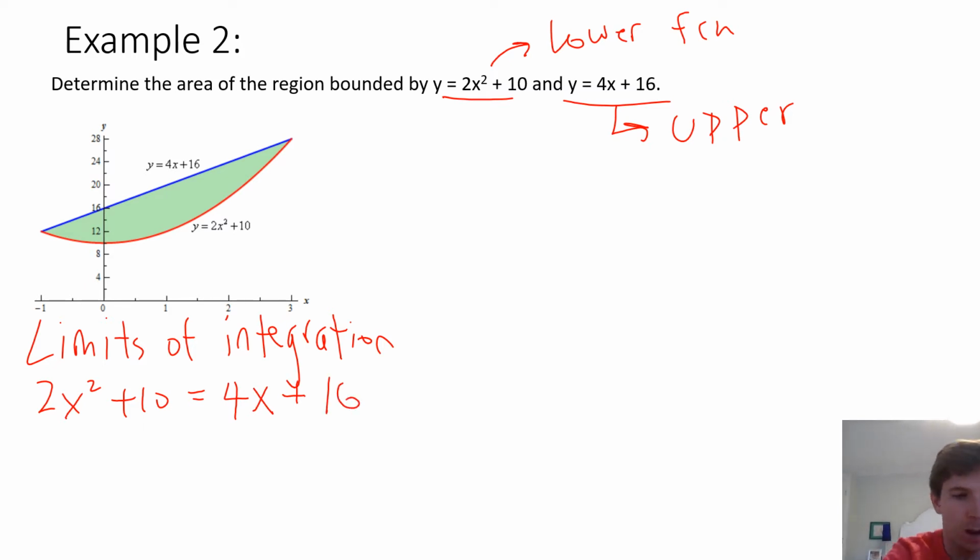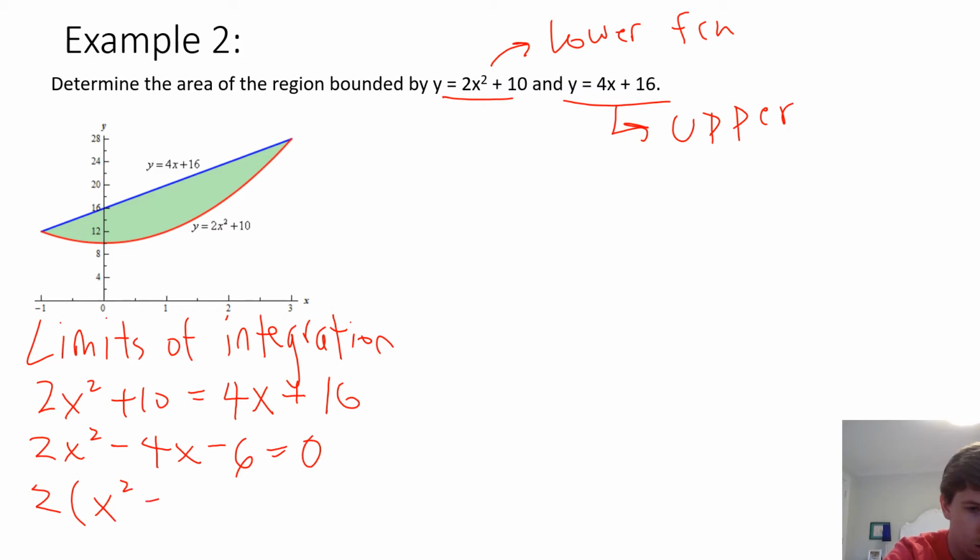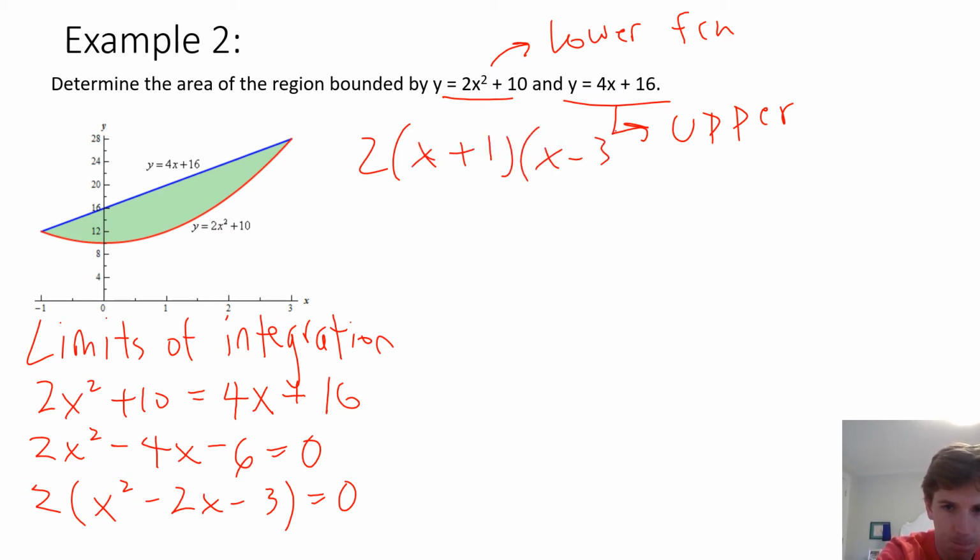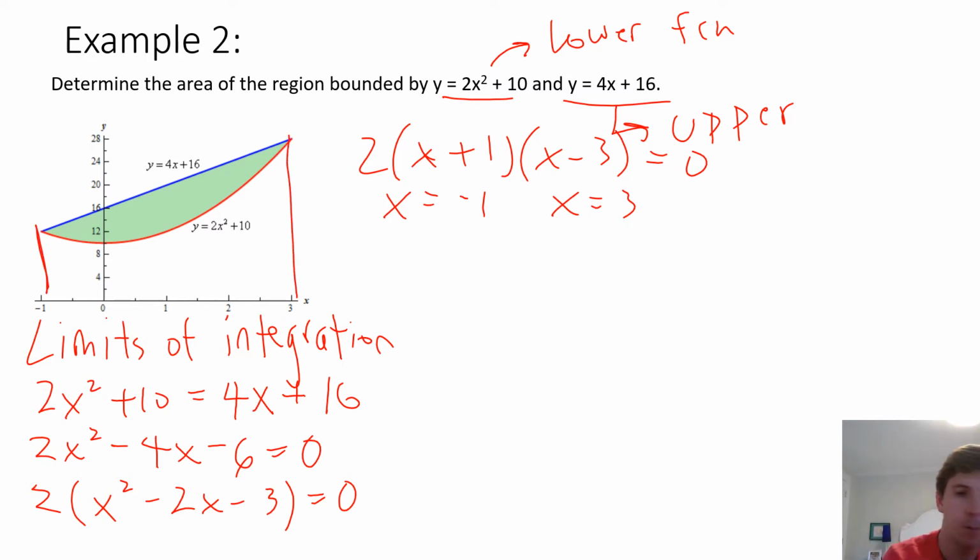So I'll bring everything over to the left and get a little quadratic. Let's factor it. I'd factor out the 2. So it's going to end up being 2 times x plus 1, x minus 3. So my values are x equals negative 1 and x equals 3, which matches up exactly with what we see here. So that's how to solve for those limits of integration, the values of x that you want to integrate your function over.